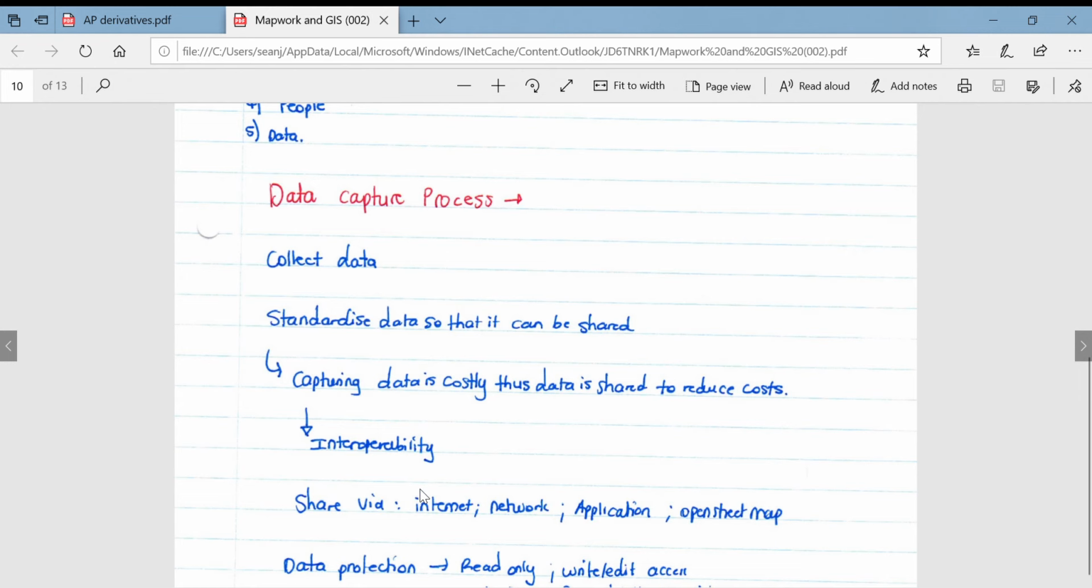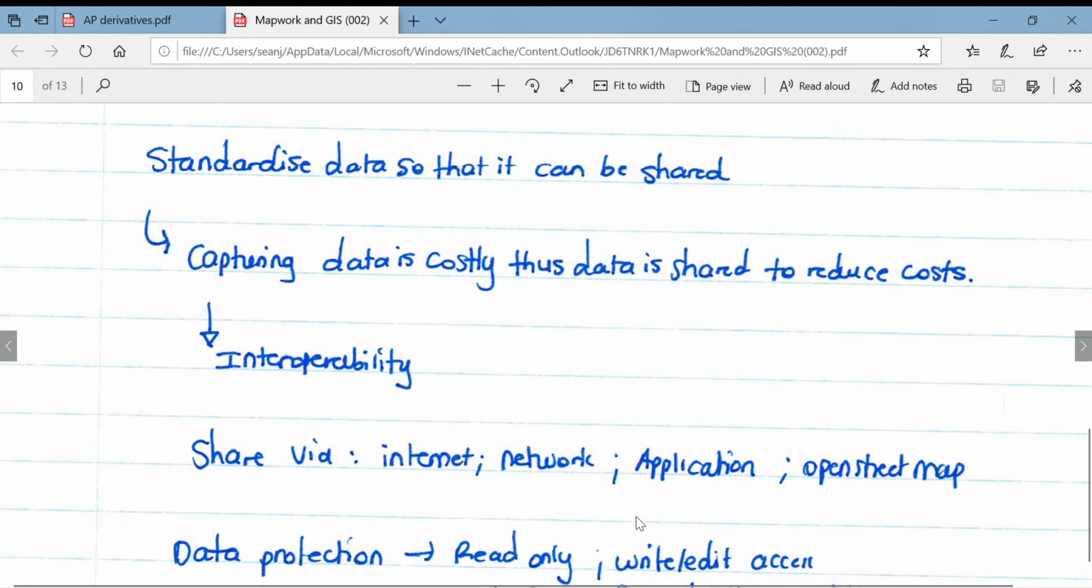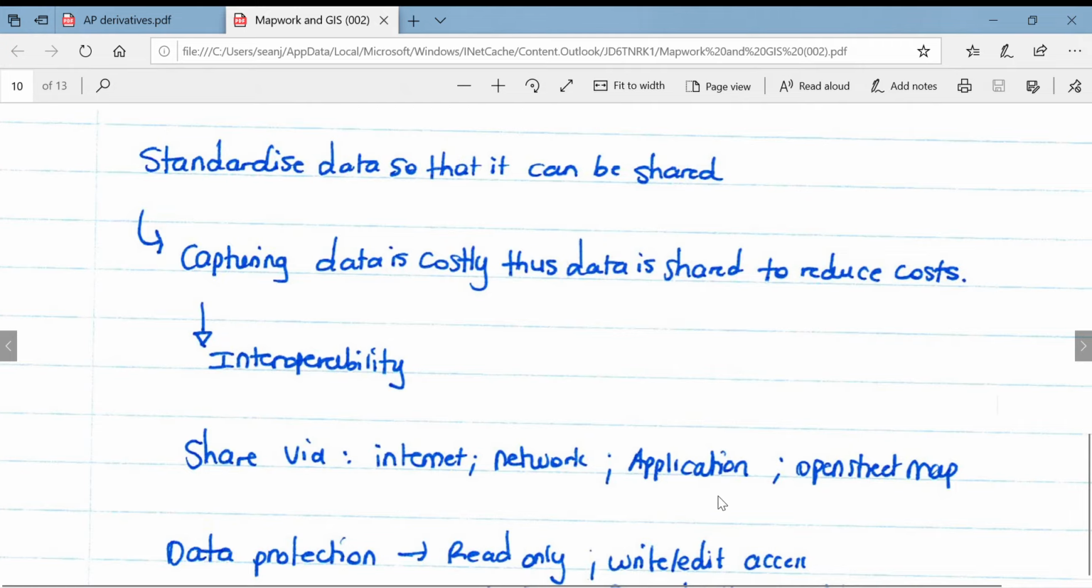We can either share it via the internet, network, application, or OpenStreetMap. OpenStreetMap is obviously the most common base map used in GIS. Then if we look at data protection, often this data is shared as read-only data, i.e. the people that receive it cannot write or edit the data.